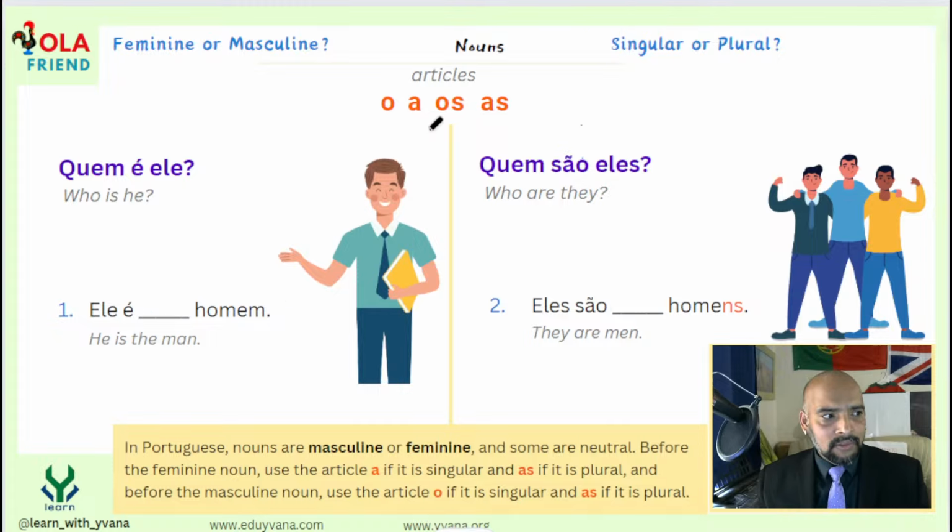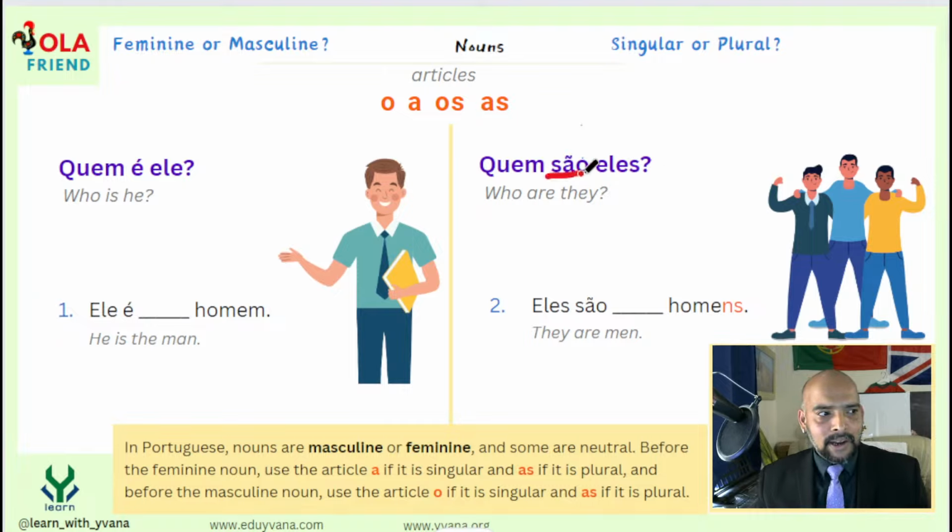So how can we use an article with the noun? Homem is a noun that means man in Portuguese. And what article do we use before it? We will see it. And if you see here, quem são eles? That means who are they? Here, the person who asks the question knows that it is a group of people, so I am using the plural form.